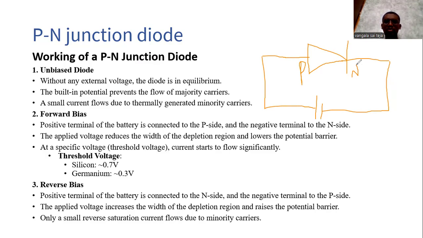The applied voltage reduces the width of the depletion region and lowers the potential barrier. At a specific voltage, the threshold voltage, current starts to flow significantly. Threshold voltage for silicon is approximately 0.7 volts and for germanium approximately 0.3 volts.